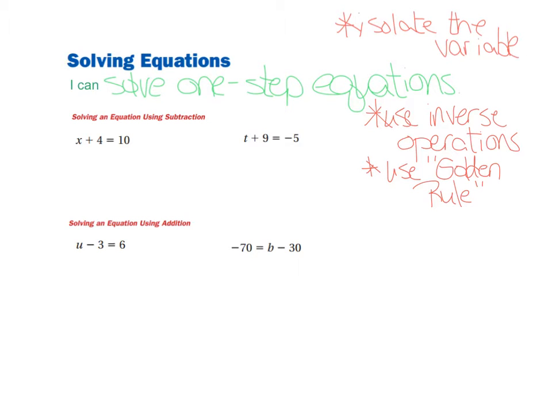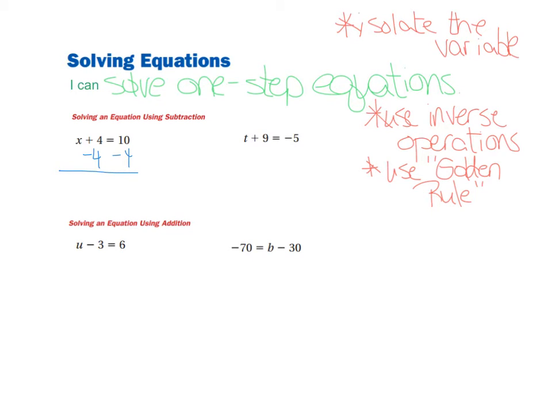We have x plus 4 equals 10. I find my variable, x, that's what I want to isolate. This plus 4 is in the way. What is the inverse operation to plus 4? I'm going to subtract 4. The golden rule of equations says whatever I do to one side of the equal sign, I have to do to the other. So I subtracted 4 from the left. I'm going to subtract 4 from the right.